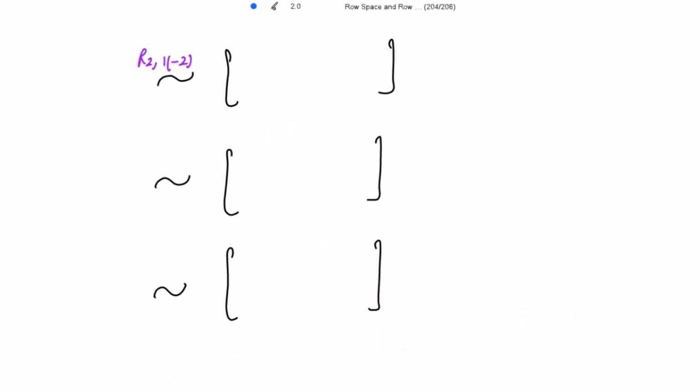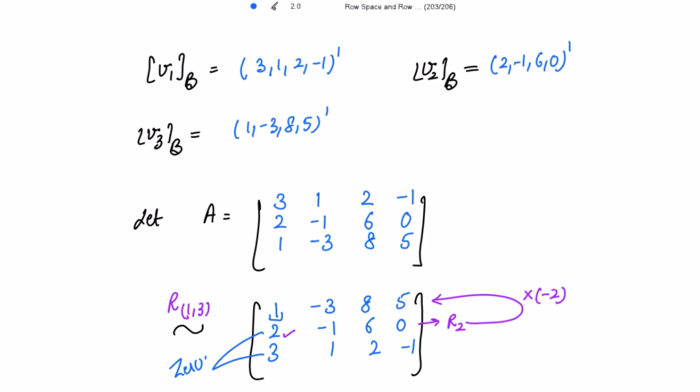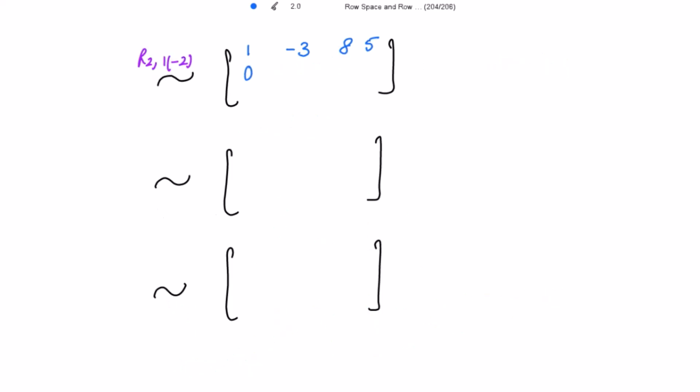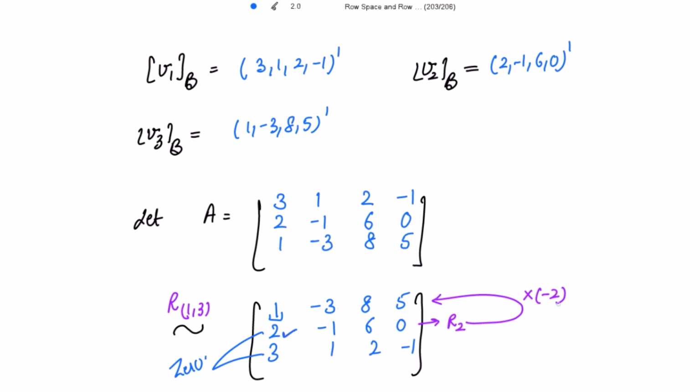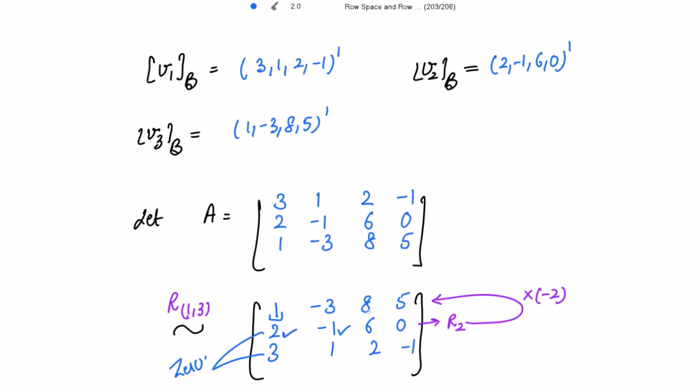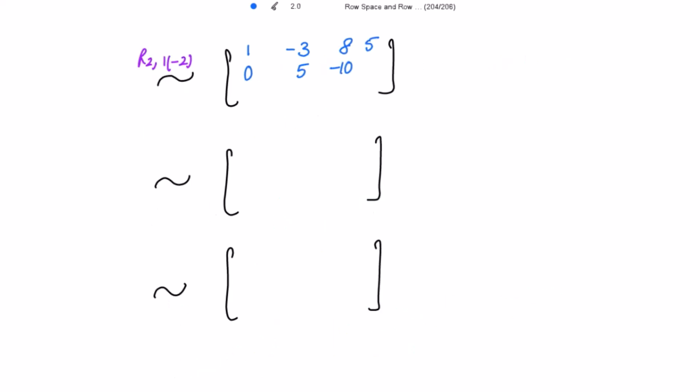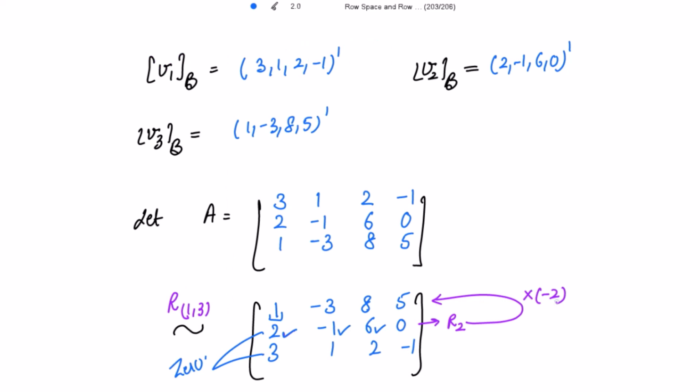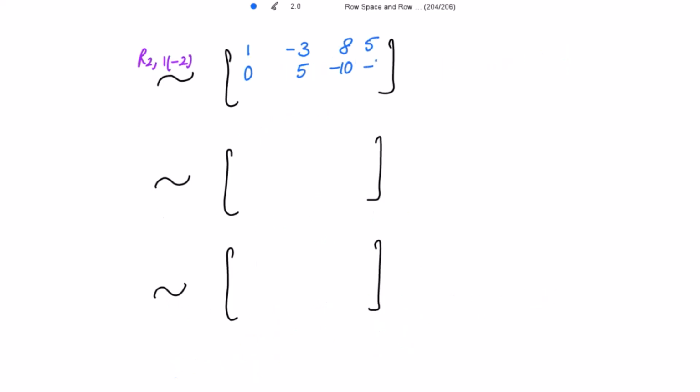Writing the first row as it is, 1, -3, 8, 5. Changing row 2, alright. 1 is multiplied with -2, we get -2. Adding this to 2, we get 0. -3 multiplied with -2, we get 6. Adding this to -1, we get 5. 8 is multiplied with -2, we get -16. Adding this to 6, we get -10. 5 is multiplied with -2, we get -10. Adding this to 0, we get -10.